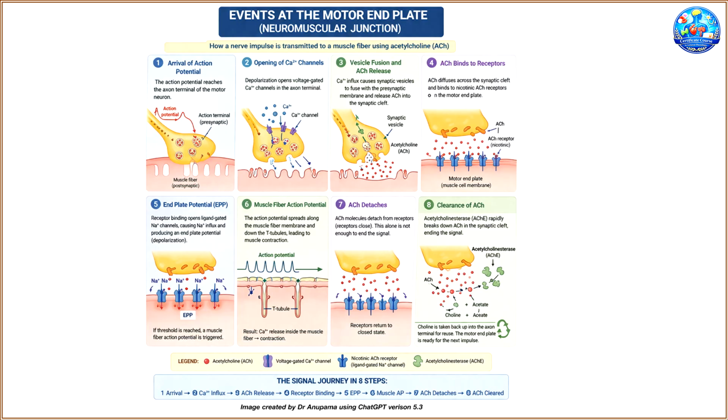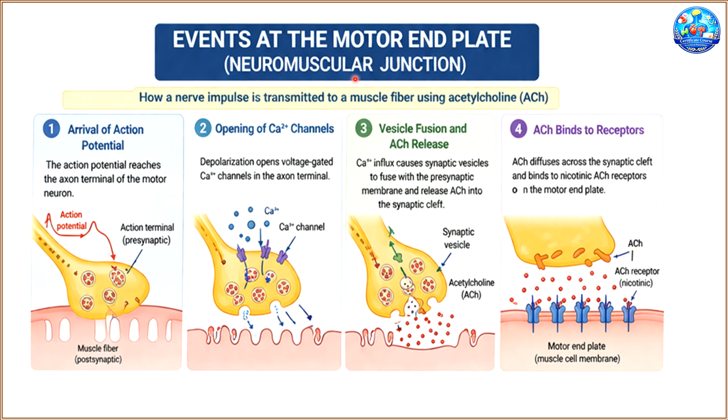Now let us once again study the events at the motor end plate clearly. Events at the motor end plate. This we also call the neuromuscular junction. So here the nerve impulse is transmitted from the neuron to the muscle fiber.